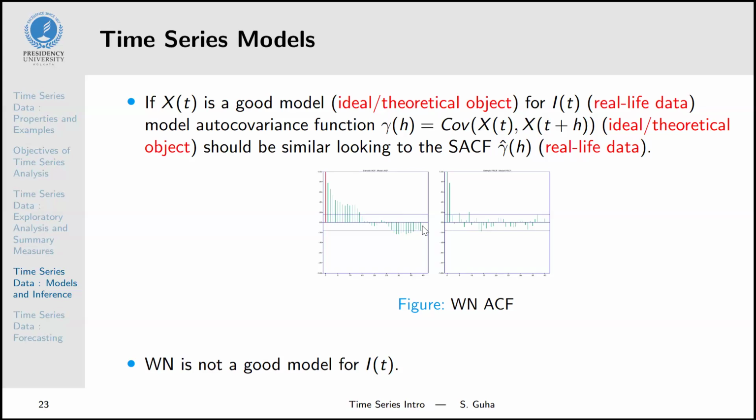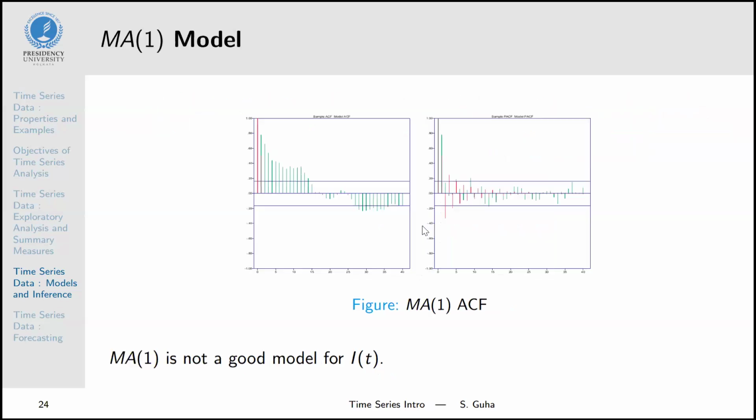Yes, sir. Sir, what about the second picture? This is actually the partial autocorrelation function. This is also not matching. You can see that the red line is not there. Actually, for the time being, I'm not talking about the second picture. I'll be only talking about the first picture, at least for the initial few models, and then I'll talk about the second picture. Okay, sir.